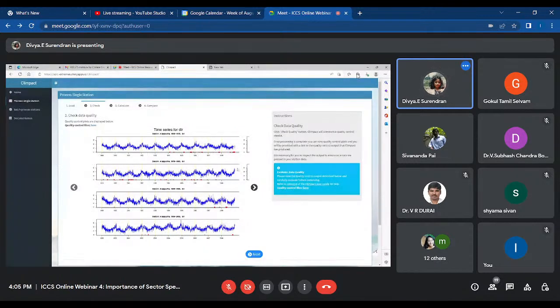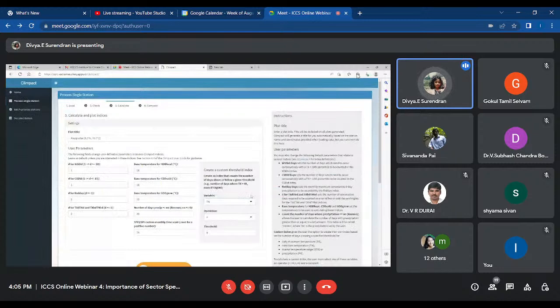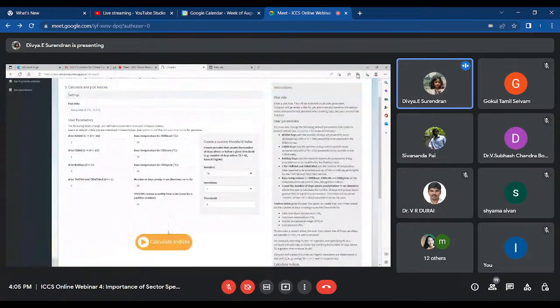After this, this particular window will come. This was the one I was describing. Here we have to give the threshold depending upon the sectors, whether it is agriculture, heat related, or energy related. So here you can define. Here there is an option for customizing your index. If we don't give any value, it will take the default value and go for calculation of climate indices.